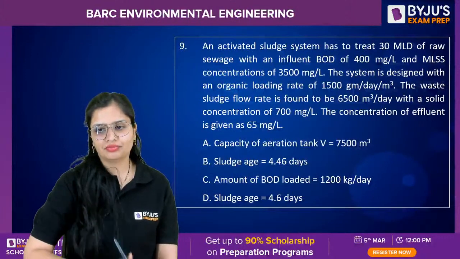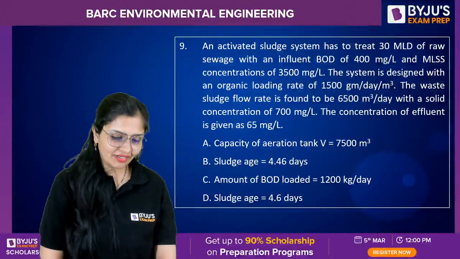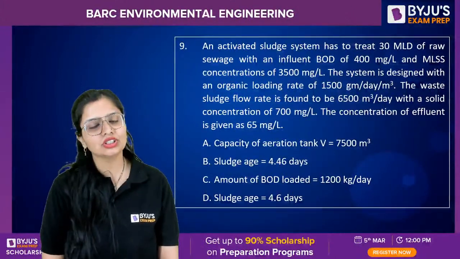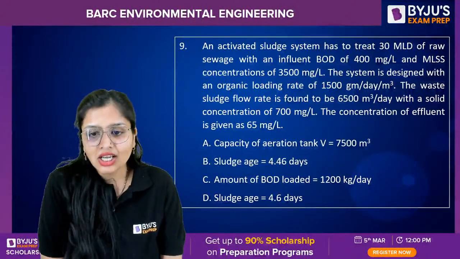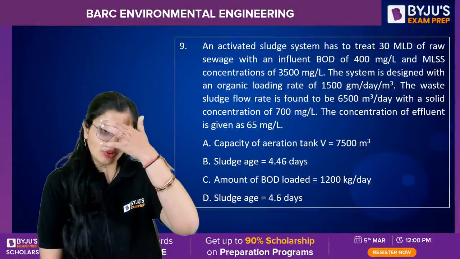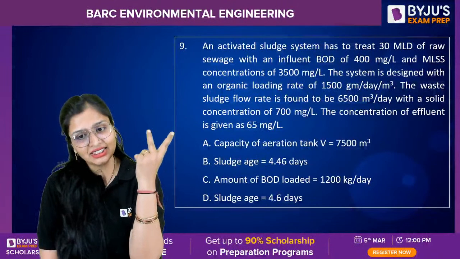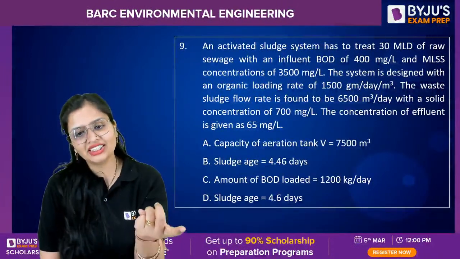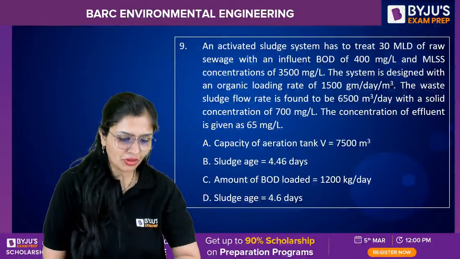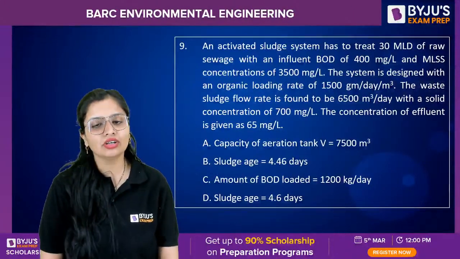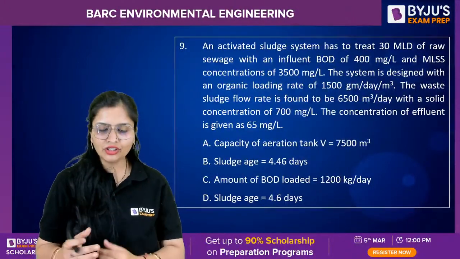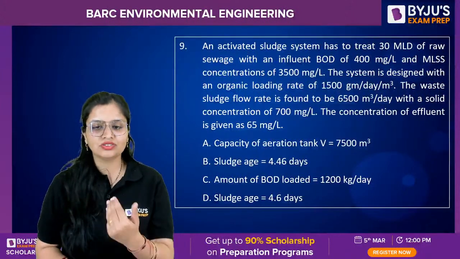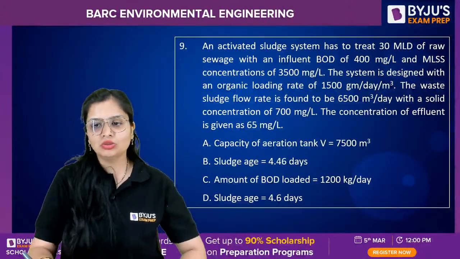Next question. How can you forget the activated sludge process? There will be questions from the activated sludge process. So in this question, technically you have to calculate three things: the volume of the aeration tank, the sludge age, and the amount of BOD loaded. You have to calculate all these three things, then only will you be able to know whether the given option is correct or not.